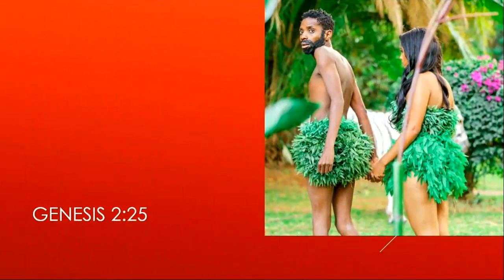Because this is how they portray, get Genesis chapter 2 and verse 25. This is how they portray Adam and Eve. As if they were just out there, nothing with some leaves. They were just naked. All right, so get Genesis chapter 2 and verse 25. Genesis chapter 2, verse 25. And they were both naked, the man and his wife, and were not ashamed. So that's what they deal with.